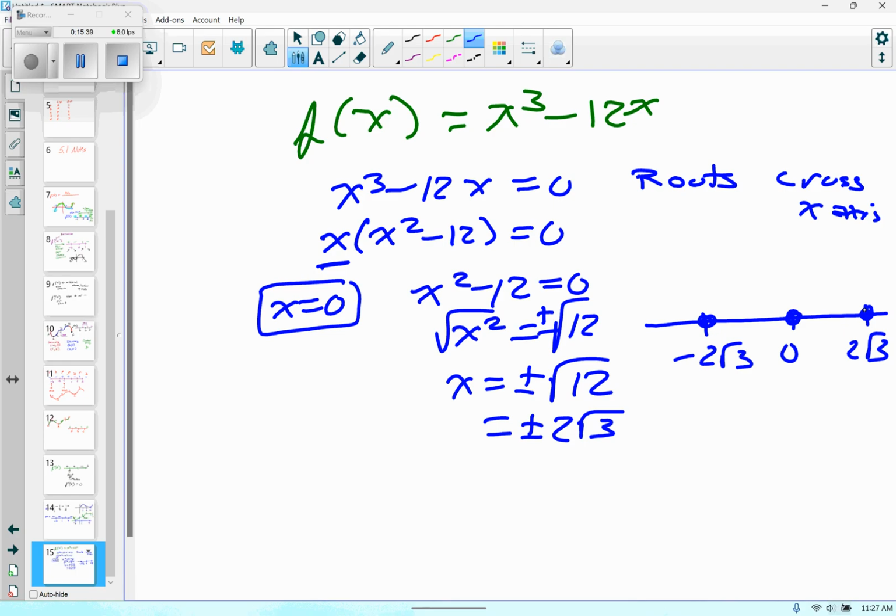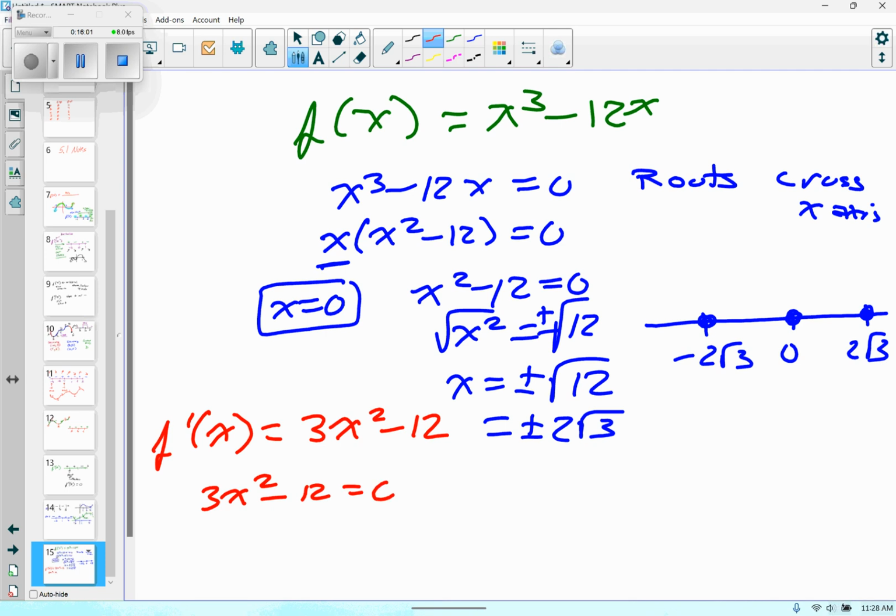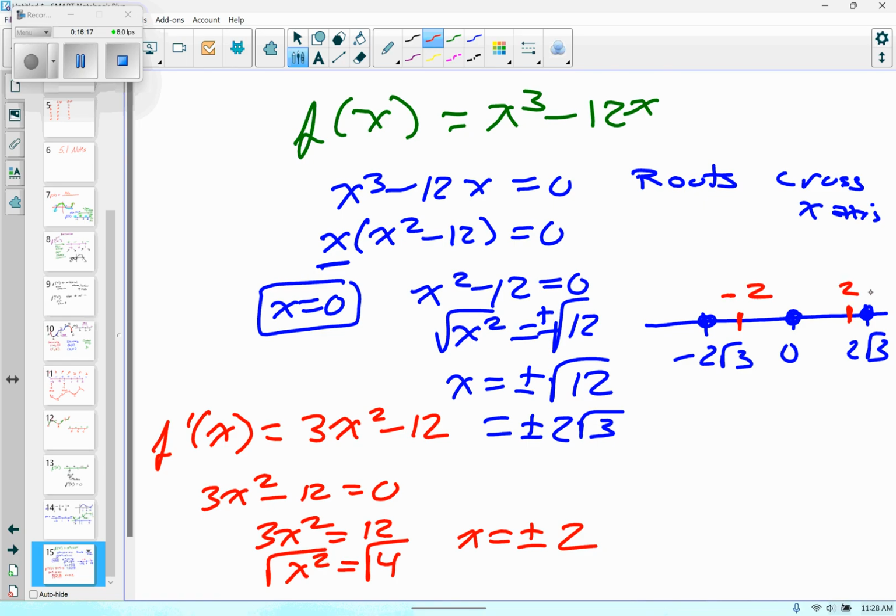Okay, intervals where it's decreasing or increasing, well, let's find our first derivative of the given equation. So that's going to give me 3x squared minus 12. And this is now a parabola. So if we set this equal to 0 and solve, you get 3x squared, add 12 to both sides, divide by 3, square root of both sides. So x equals plus or minus 2. So negative 2 is here, positive 2 is here on this situation.